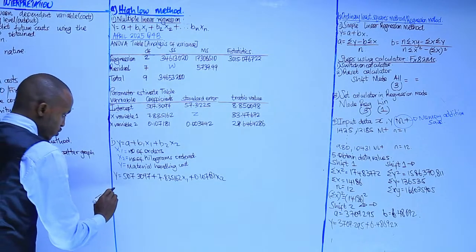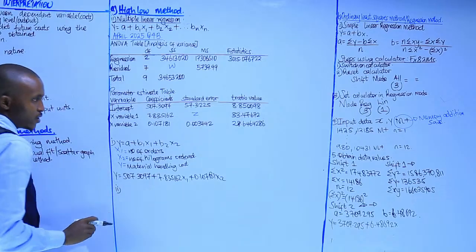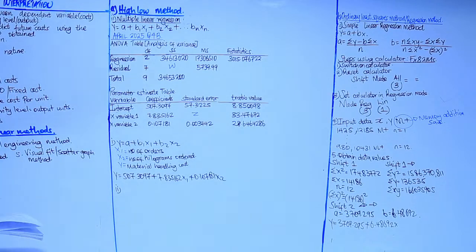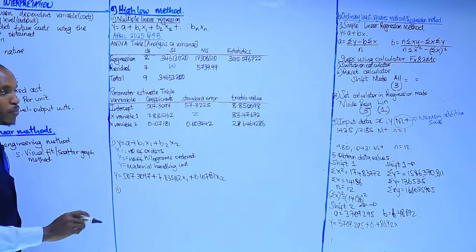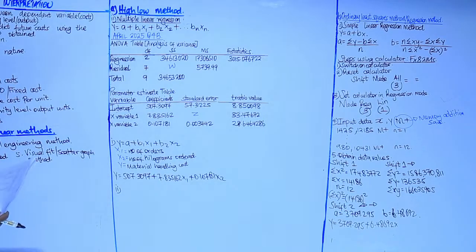Part 2 of that question. They were telling us, suppose in the month of April, the division is expected to have 350 orders with 17,000 kgs of material ordered. Predict the total material handling cost for the month of April 2025. So this second part here is what we refer to as estimation or forecasting.